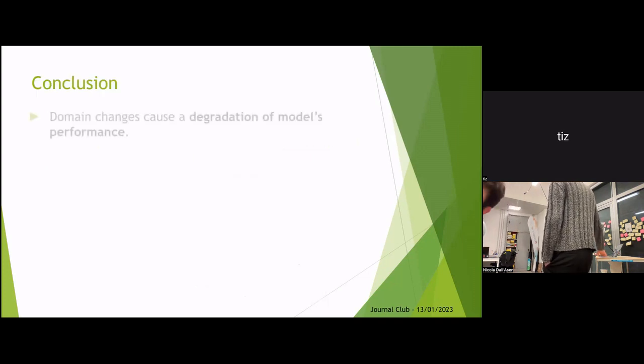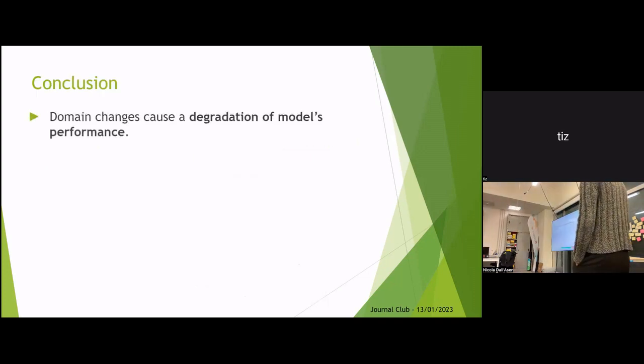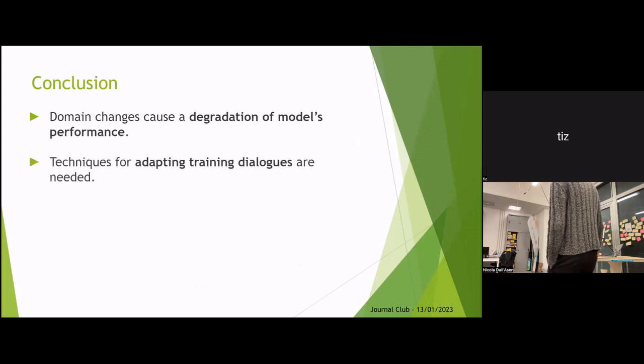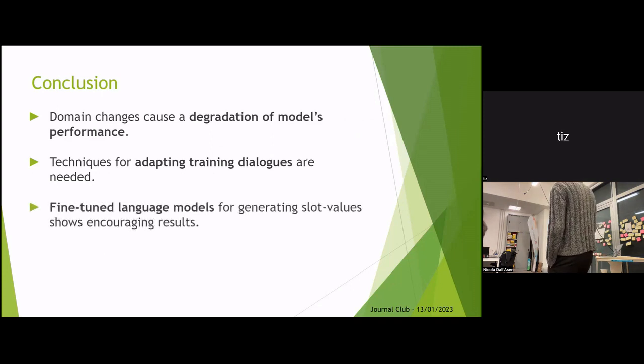So to conclude, we have seen that when we bring some changes to the world, this comes with huge degradations of model performances. And so we need some techniques for implementing dialog adaptation, so as to create new dialogues that are adapted to the new domain. We have seen some of these techniques. We have focused on the fine-tuned language model, and so fine-tuning a model for generating new slot values. And we have seen that this shows encouraging results.